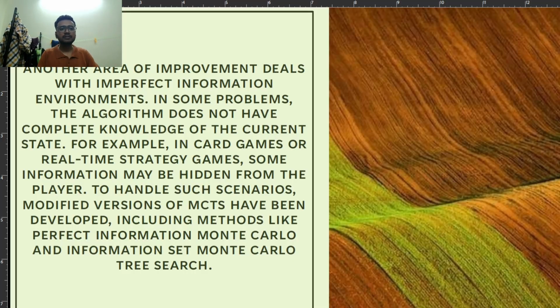Okay, so we have seen whatever we have seen so far. Let's deep dive into some more improvements this algorithm provides us. There is another area of improvement that deals with imperfect information environments. In some problems, the algorithm does not have complete knowledge of the current state. For example, in card games or real-time strategy games, some of the information may be hidden from the player. To handle such scenarios, modified versions of MCTS have been developed, including methods like perfect information Monte Carlo and information set Monte Carlo tree search.